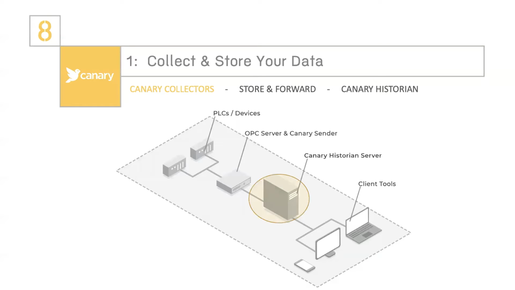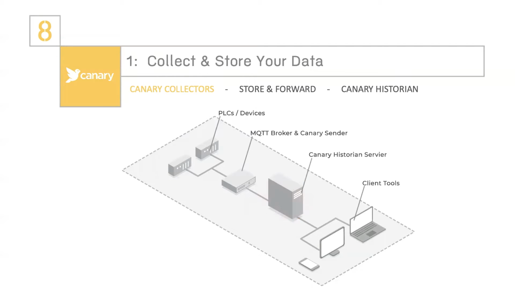The second thing that we will then deploy is the physical or the actual Canary Historian. And that's where we will store all of the tag information that we get from the Canary sender service or from the collector. It could just as well not have been an OPC server, it might have been an MQTT broker that you've got deployed, but the principles stay the same. The Canary sender service will run as close as possible to that broker, and then we'll have a physical host for the Canary Historian itself.